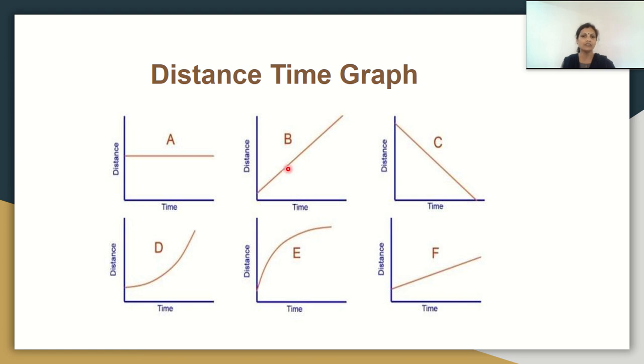In the second graph, the object is moving faster with greater speed. And in the sixth graph, since it is moving slightly towards the x-axis, it indicates that the speed of the object is less. So how will you identify that? You have to see the angle of the graph along with the x-axis. Lesser the angle, more is the speed. Greater the angle, less is the speed.